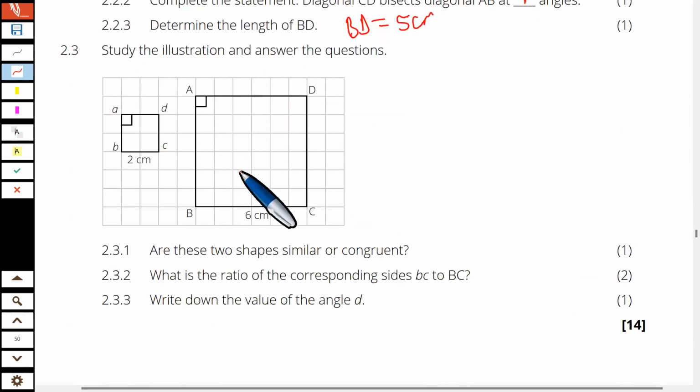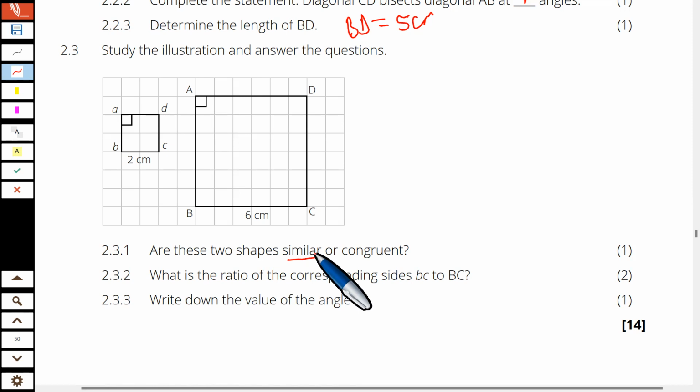Let's look at this shape here. Start the illustration and answer the questions. Are these two shapes similar or congruent? They are congruent. I mean, similar. Okay, so similar shapes are shapes that have the same shape. Congruent shapes means they are identical in size.